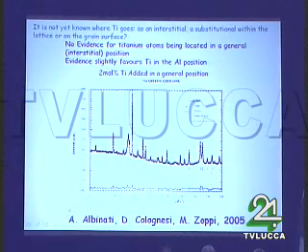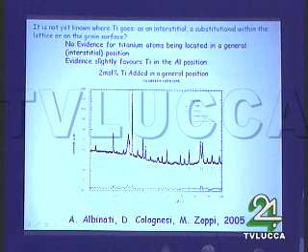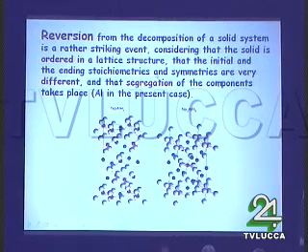We have the measurements from Alberto Albinati, Cognes, and Zoppi that give no evidence for titanium atoms in interstitial position, and rather give evidence which slightly favors titanium as a substitutional in the aluminum position.